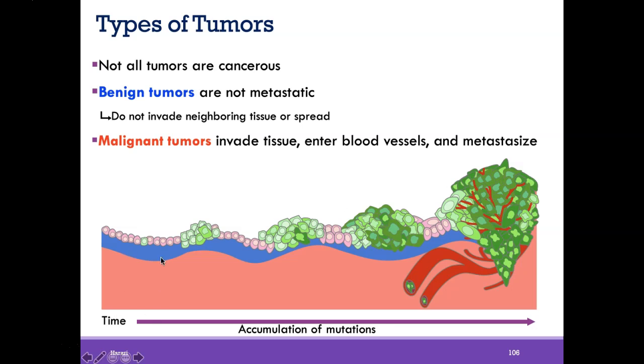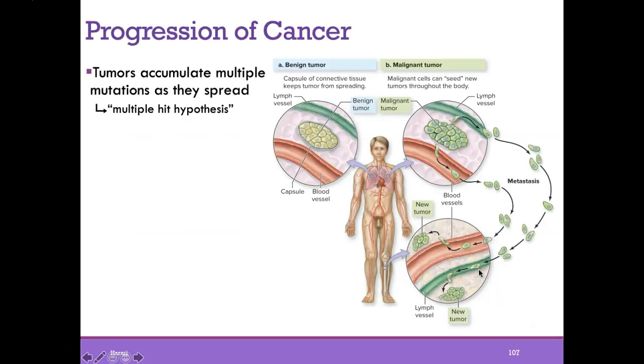And again, it's over time. So one cell might have one mutation, but then that allows it to grow a lot. If there's an accumulation of more mutations, it'll allow it to grow and grow and grow until it has the advantage of being able to metastasize. So this is called the multiple hit hypothesis. Tumors accumulate multiple mutations as they spread.